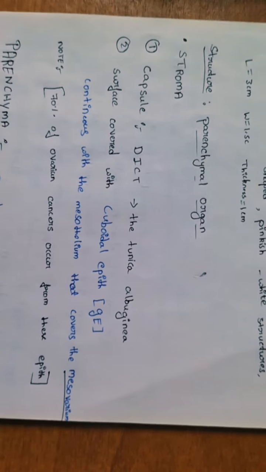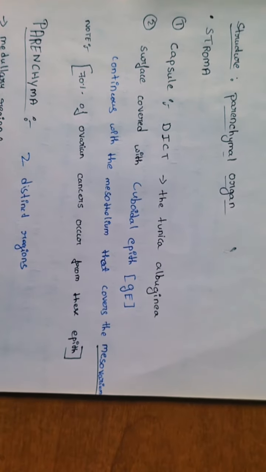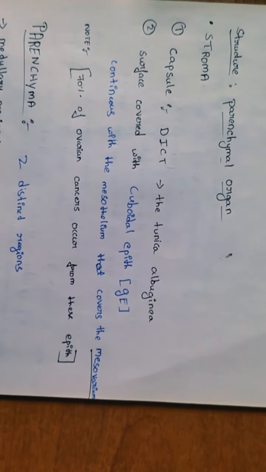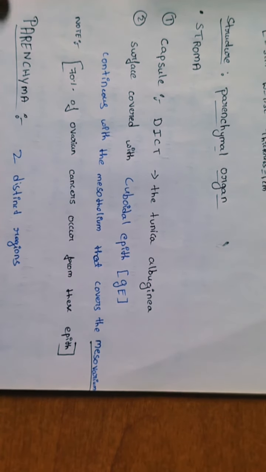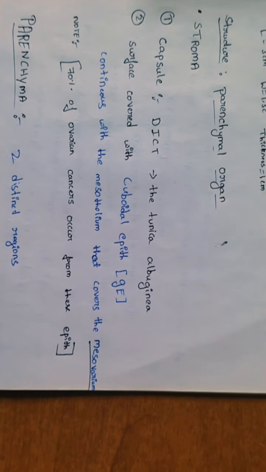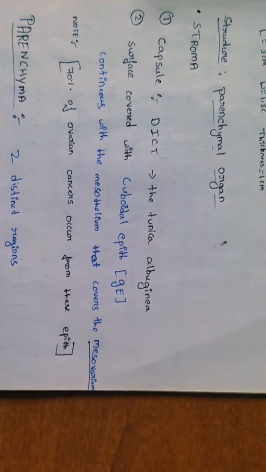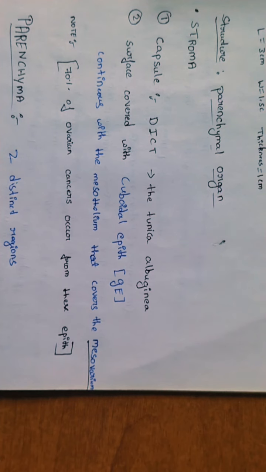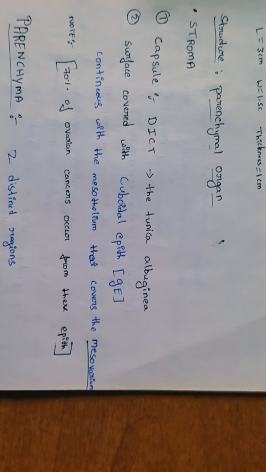Stroma is covered by an outer layer, mainly cuboidal epithelium. It's the outer covering surface, also called germinal epithelium. It continues with the mesothelium that covers the mesovarium, the place of hanging structures. Then inside is the tunica albuginea. It's a dense irregular connective tissue. It contains white fibers and collagen 1. Due to this, it is pinkish white in color.